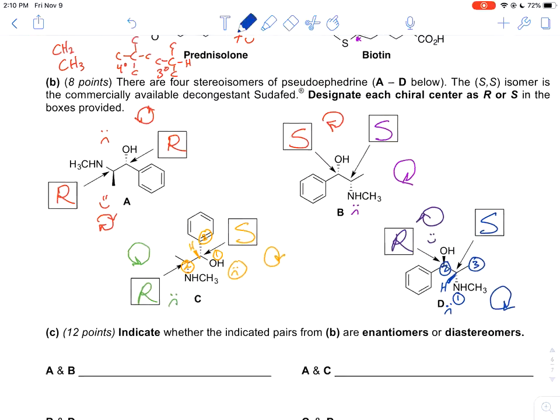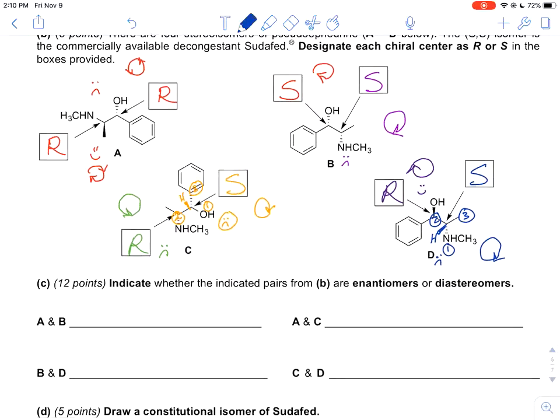And once again, we're going to use that below to determine whether compounds are the same, or sorry, same wasn't an option actually, enantiomers or diastereomers. A and B, we have RR, SS. These are totally opposite. They're non-superimposable mirror images. This makes them enantiomers.